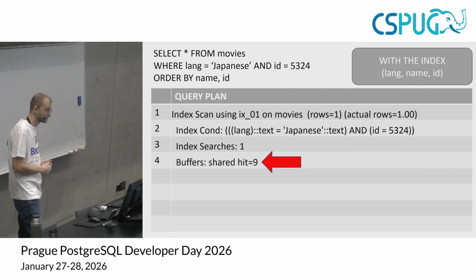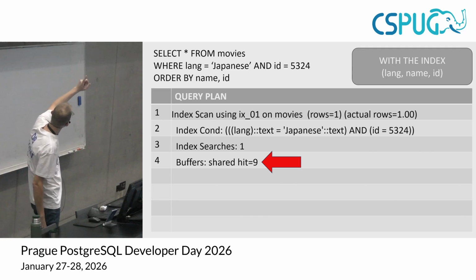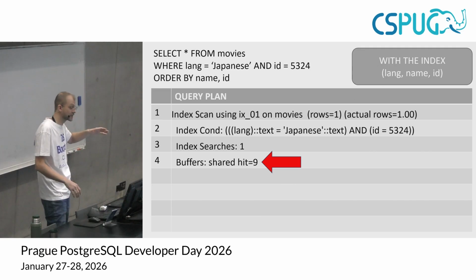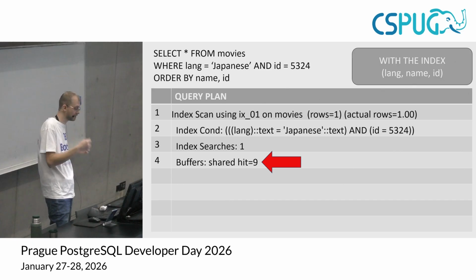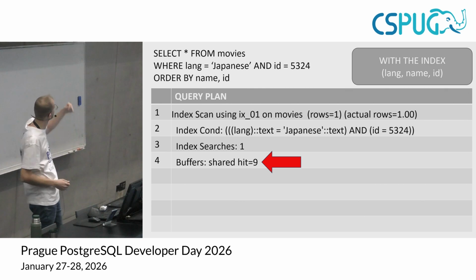Yes, there is a gap in my index, and it works in the way that I jump to the first movie in Japanese, read all of them, which is 8 pages on the index level, and for every one index entry, I use ID as a filter. So I check ID for every one of these index entries. I found one and do one table lookup, so I end up with 9.